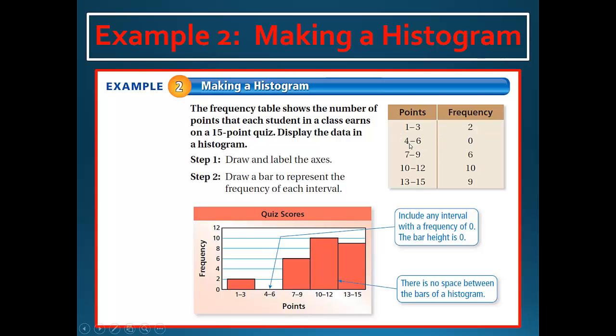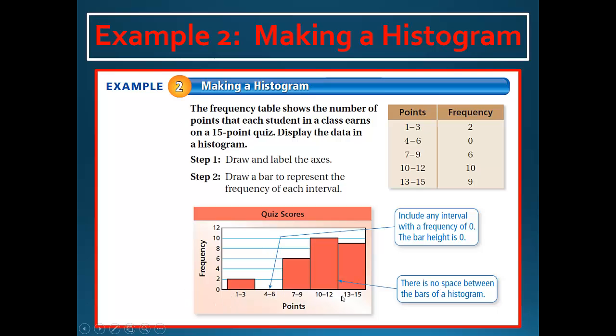There were 0 students that had between a 4 and 6, so no one received a 4, 5, or 6. 6 students received between a 7 and 9. That means some students may have received a 7, some an 8, and some a 9. And then for 10 to 12 points, there were 10 students that received 10 to 12 points, so they could receive 10, 11, or 12. And then there were 9 students that received between 13 and 15, so they could have received a 13, a 14, or a 15.